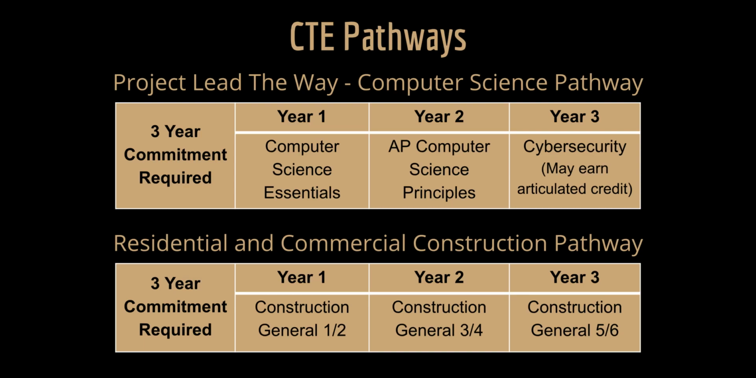Another pathway for career technical education is the residential and commercial construction pathway. This is also a 3-year commitment and can be started in the 9th or 10th grade. The first course is going to be Construction General 1-2, the second course Construction General 3-4, and the final course in the pathway is General Construction 5-6.